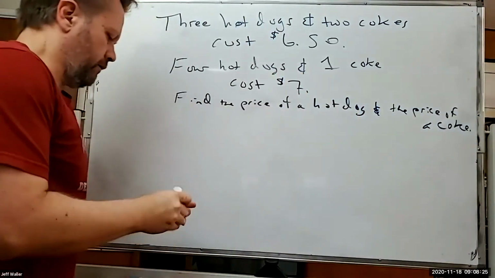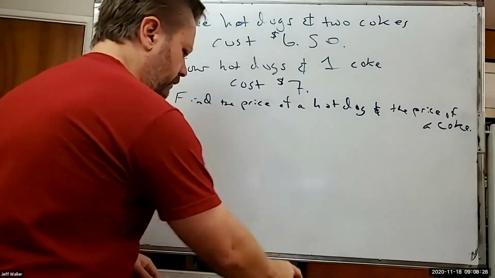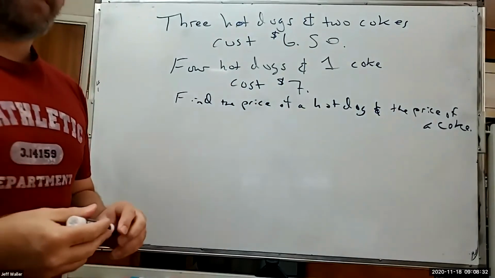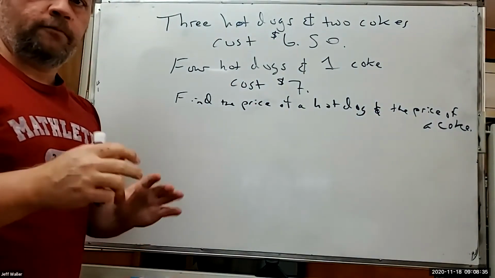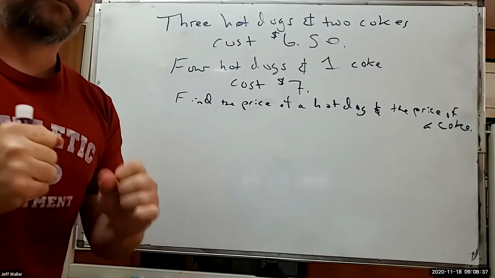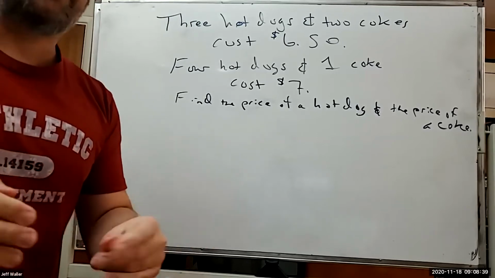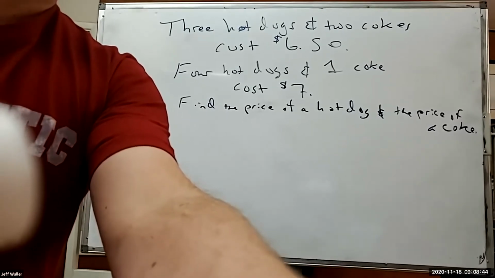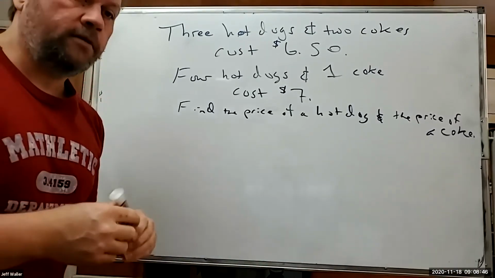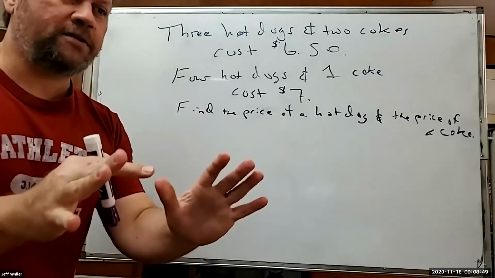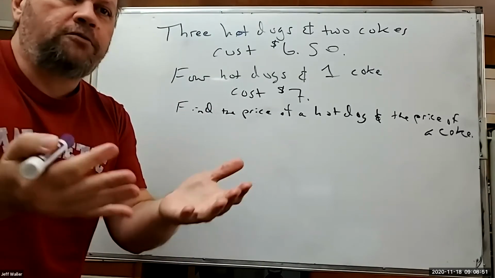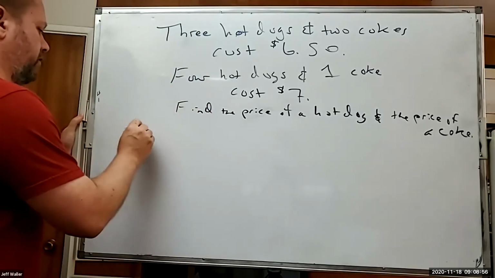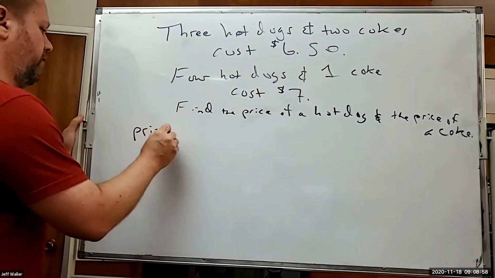Okay, so what are my two unknowns that I need to give variables to? What are the two things I don't know in this problem? Price per hot dog and price per Coke. Go to the question. That's, of course, what you don't know, because that's what they're asking you to find. So what are you going to call the price of a hot dog? Somebody give me a letter for that.